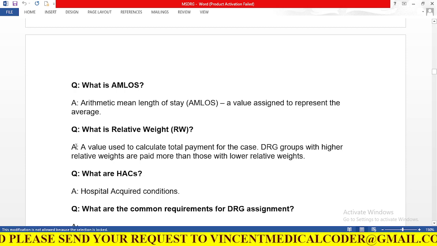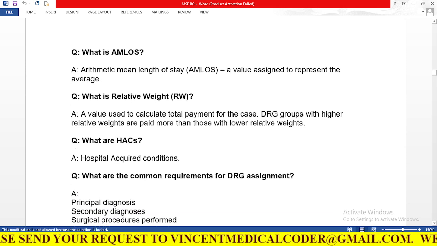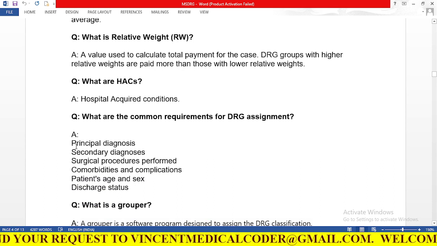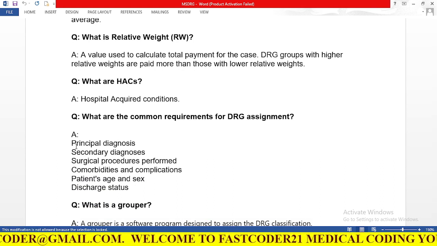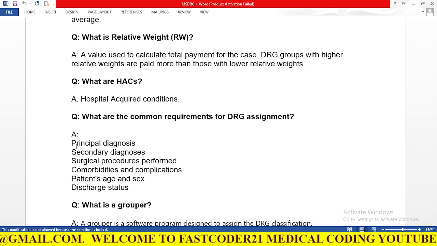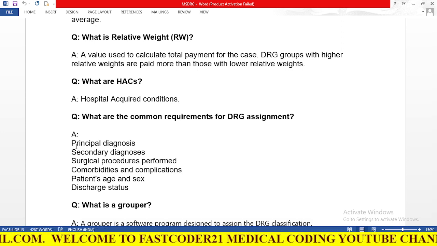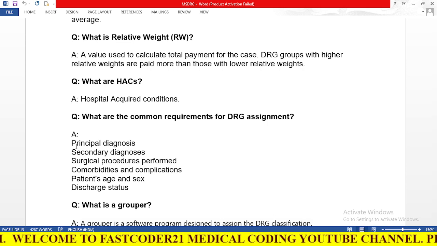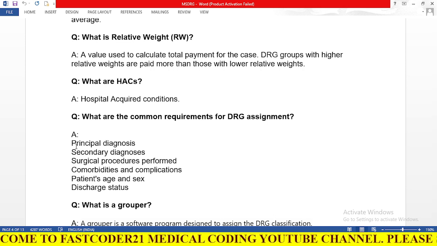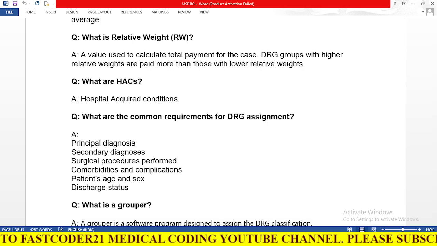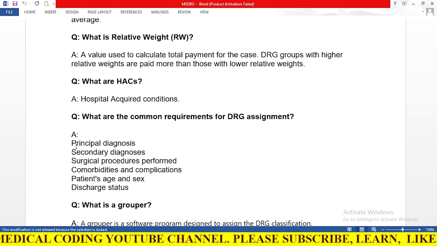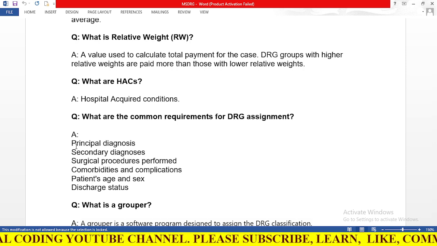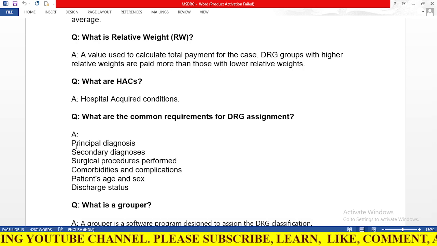Next one is what are HACs? So HAC means hospital acquired conditions. So these HACs will increase high cost, high volume or both. So HACs will result in the assignment of a case to a DRG that has a higher payment when present as a secondary diagnosis, and also be reasonably preventable through the application of evidence-based guidelines.